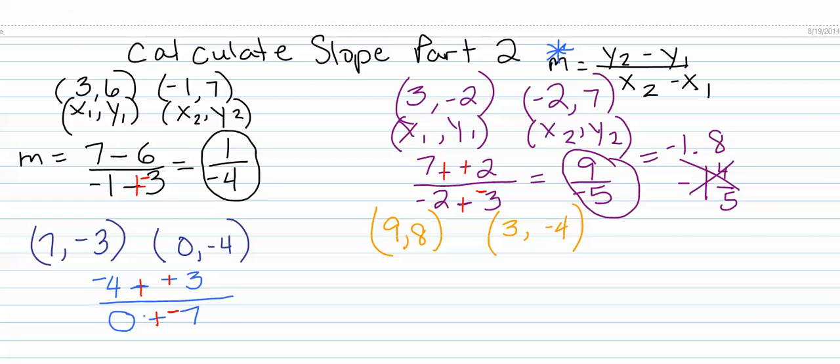And now I'll come over here and do my math. -4 plus 3, that will be a -1, and 0 plus -7 is a -7. So my slope would be a positive 1/7. A negative number divided by a negative number is going to be positive.